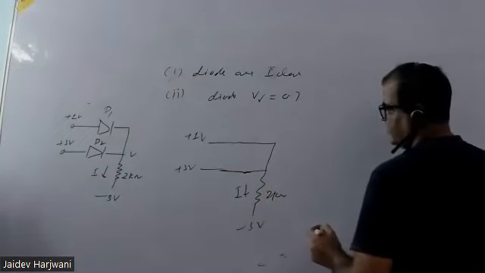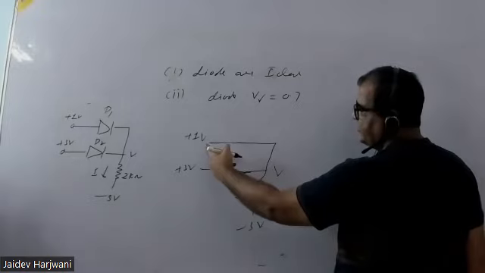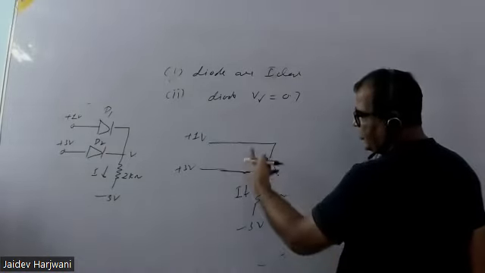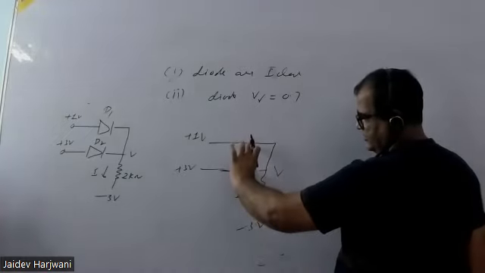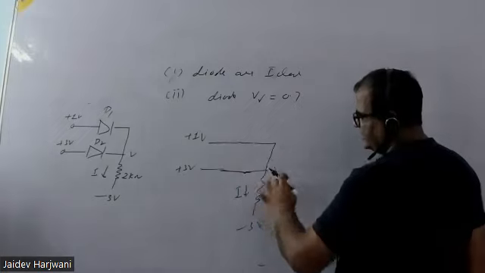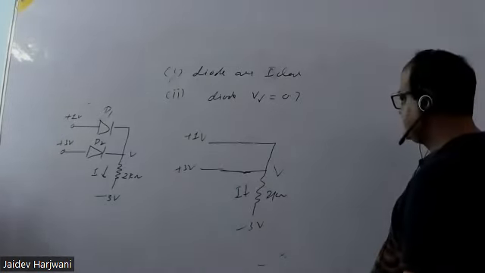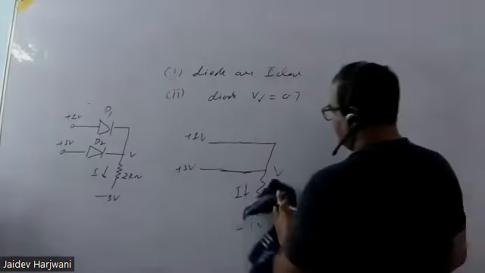Now what will become of it? Tell me, the voltage here is 1 or 3? That cannot be. Simultaneously, this voltage cannot be the same. Are you getting this point? So this is also not possible. Both cannot be conducting simultaneously.